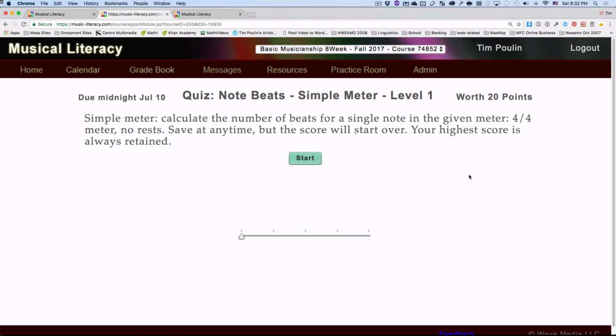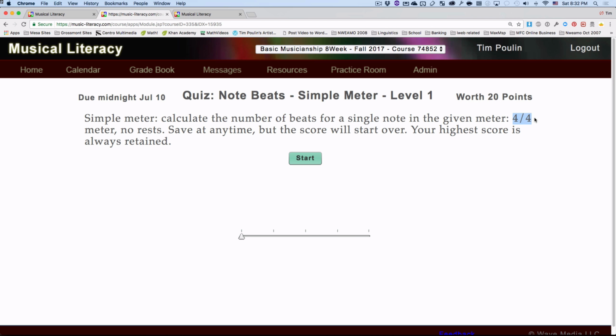In order to read music well and to do it accurately, you need to be quick at figuring out how long everything is in terms of beats. And these note beats quizzes help you on your way towards that goal. So what they do is they give you different durations, like whole notes, half notes, this type of thing. And then they ask you to tell how many beats they are.